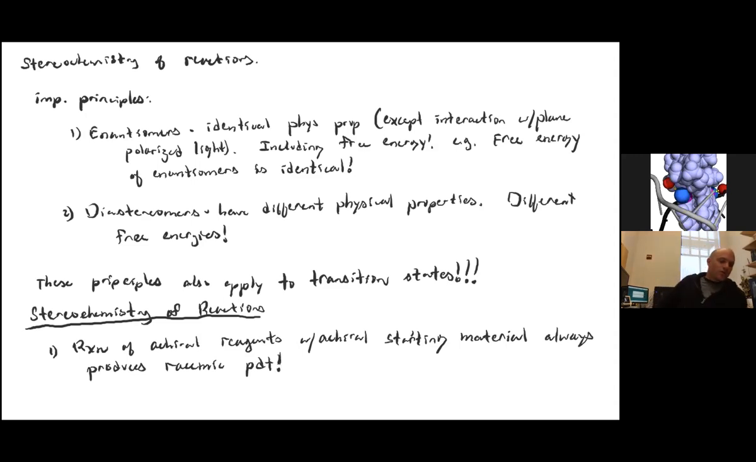Okay, so the first principle is that reaction of achiral reagents with an achiral starting material always generates racemic product if you're making a stereocenter, if you're making a chiral product. That chiral product is formed as a racemate. It is formed as a one-to-one mixture of enantiomers. And so let's go to an example.